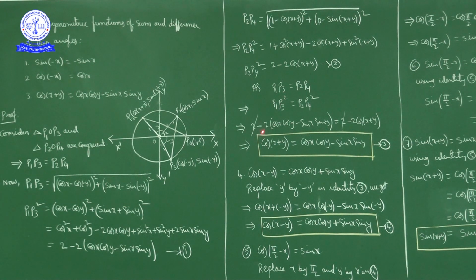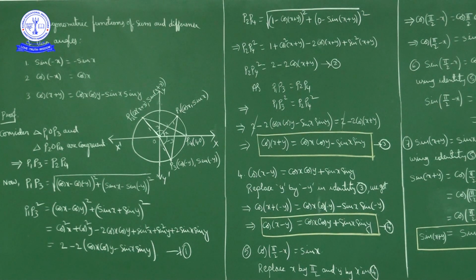So 2 minus 2 times (cos x cos y minus sin x sin y) is equal to P2P4 square, which here is 2 minus 2 times cos(x+y). Cancel 2 on both sides. So we have minus 2 times (cos x cos y minus sin x sin y) is equal to minus 2 times cos(x+y). Minus 2 cancels on both sides. So cos(x+y) is equal to cos x cos y minus sin x sin y.